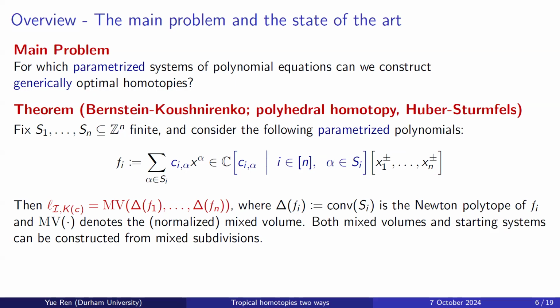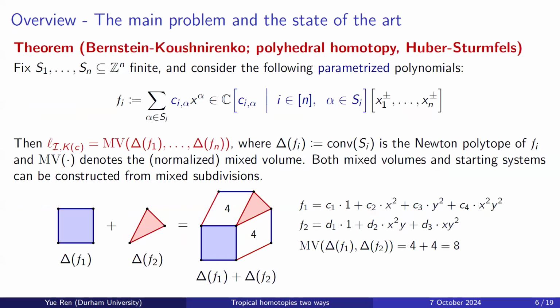So the Newton polytope of Fi is the convex hull of these Si. And then the mixed volume is basically how many solutions it has. You can construct both mixed volumes and starting systems from mixed subdivisions. If you don't know what the mixed volume is, here's how it can be computed, for example.